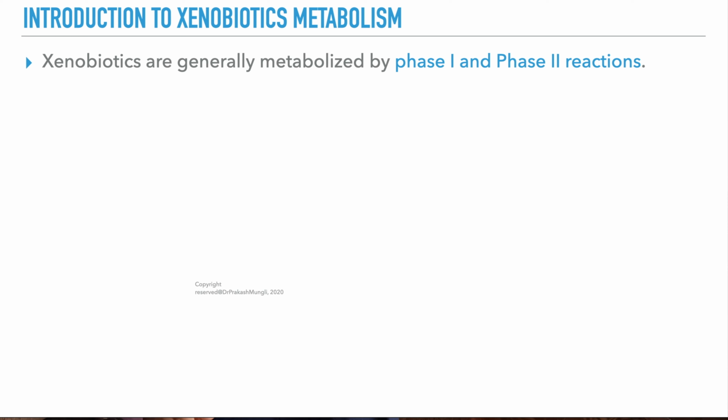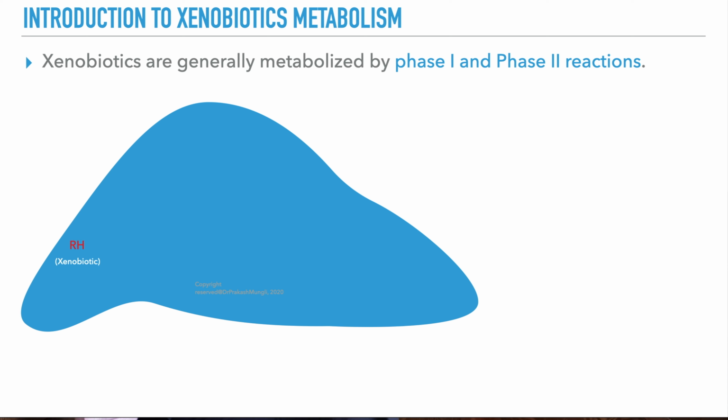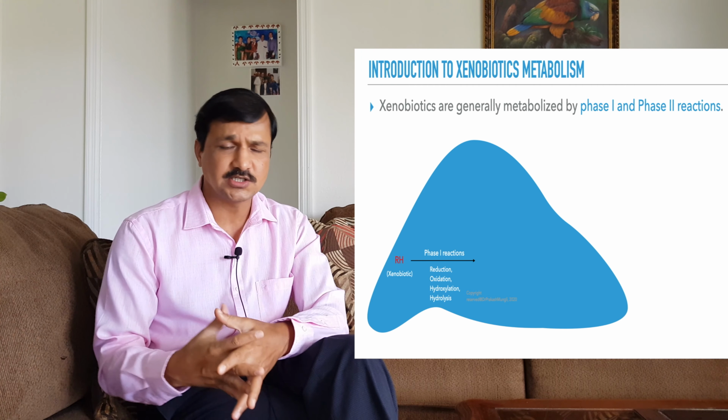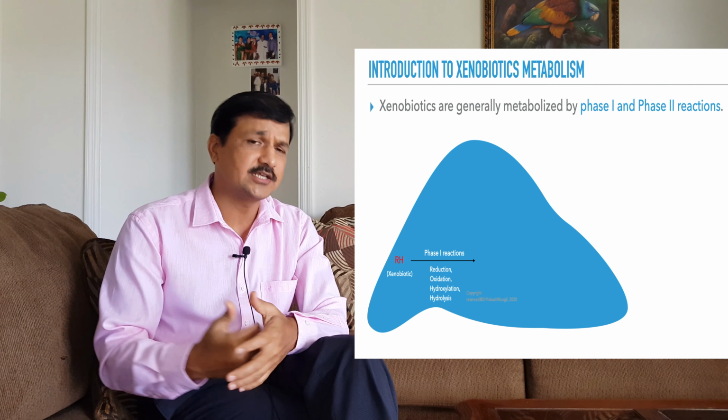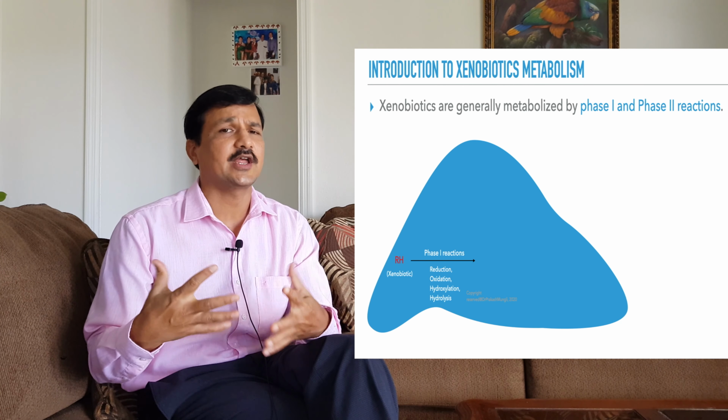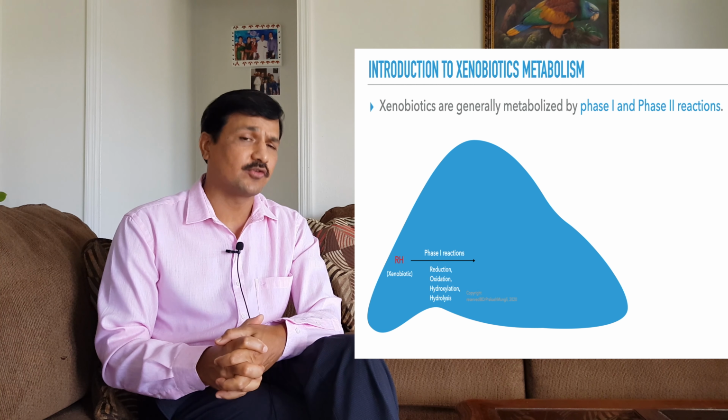In the phase 1 reaction, I am showing it here in the figure. Xenobiotics are hydrophobic, lipophilic molecules, not soluble in water. I am mentioning that as RH here. Phase 1 reaction generally involves cytochrome P450 enzymes. Basically, in this phase 1 reaction there can be reduction of substances, oxidation of substances, introduction of a hydroxyl group, or hydrolysis of these molecules. The phase 1 reactions most commonly involve cytochrome P450 enzymes.